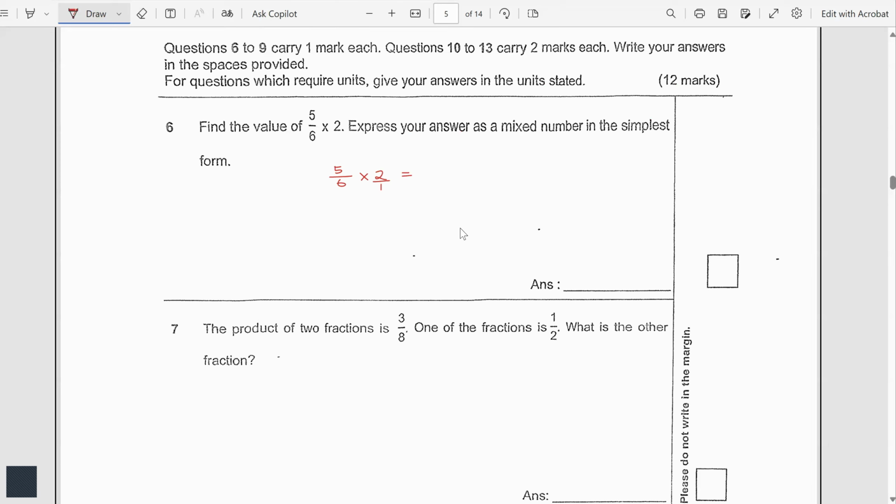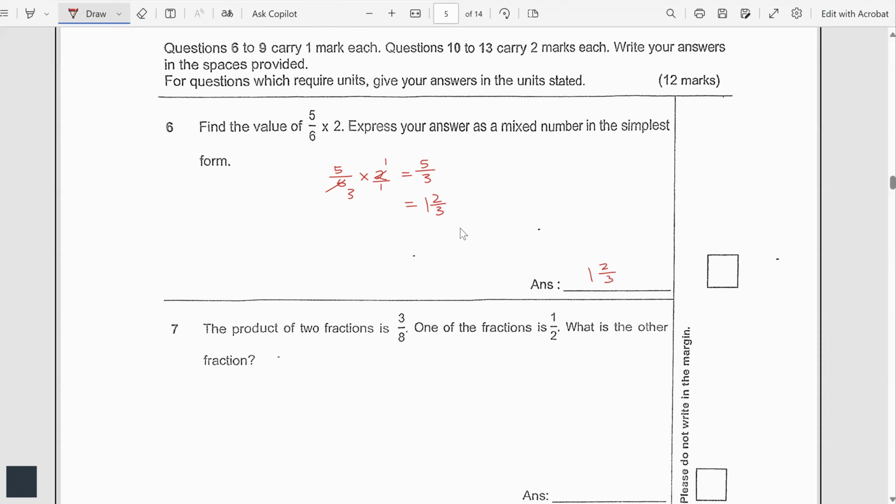Or you can simplify first, which is the 6 and the 2, right? One top, one bottom. Both can be divided by 2. So you get this, and then this is 5 over 3. You need to express it as a mixed number. So 1 and 2/3 in the simplest form.